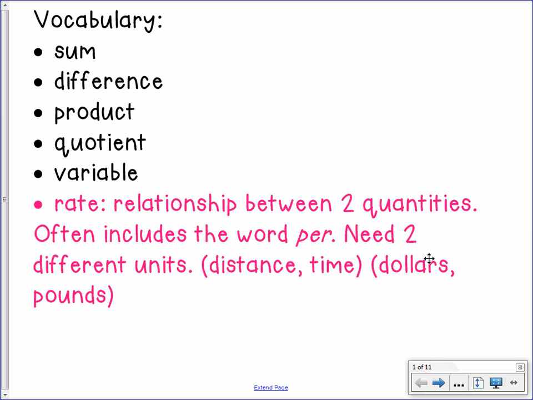Rate is where you have two quantities. Often you'll see the word per. If you think of that where they say miles per hour, it kind of has two quantities, and obviously with the amount of time, you'll go farther. Or dollars and pounds, they might say, oh, that candy is $2 per pound. We'll work a little bit with that today.